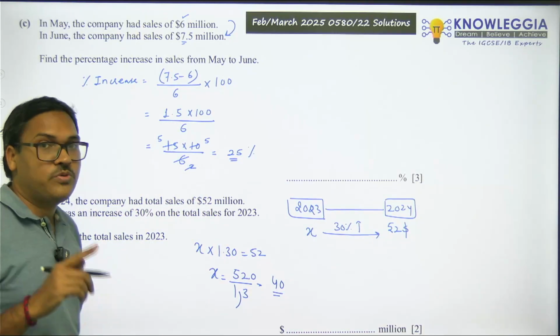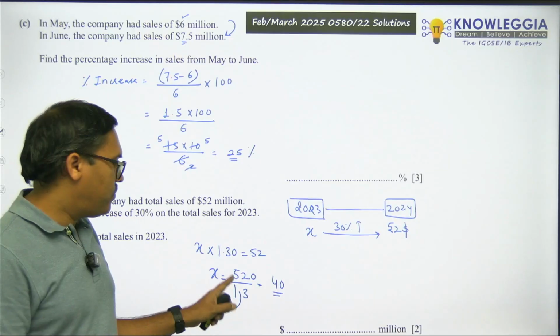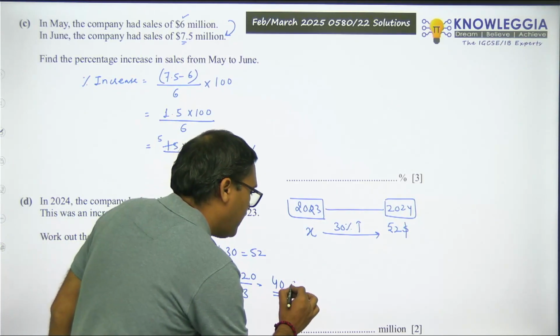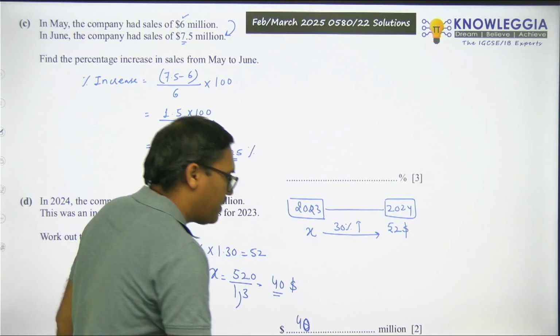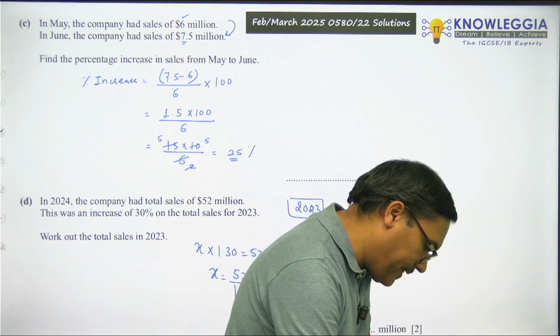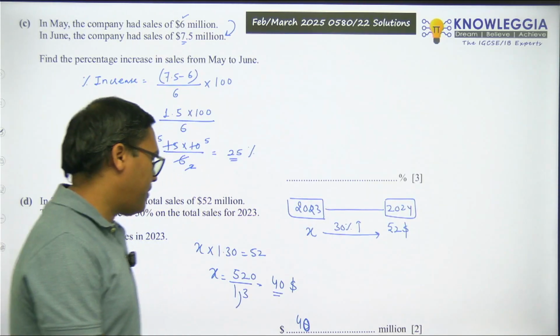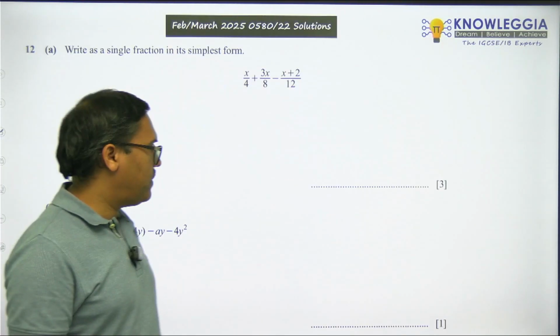This is the non-calculator paper, so you should be very quick in calculation. So this is 13 into 4 is 52. So this is $52 million. So that is the answer. Sorry, 40. 40 is the answer for this question. So let's see. Is this the correct answer? Yes, 40 million is the correct answer. I hope this is clear. Percentage increase, reverse percentage calculation.